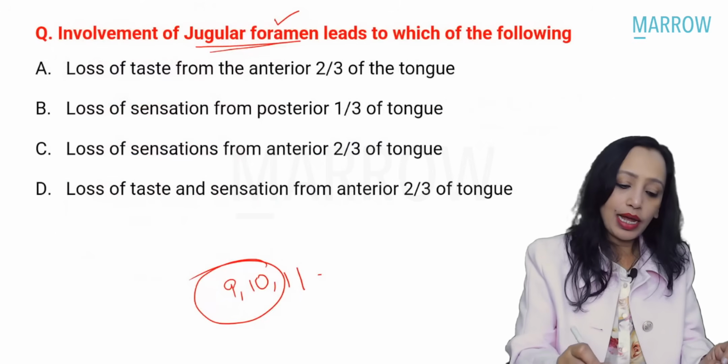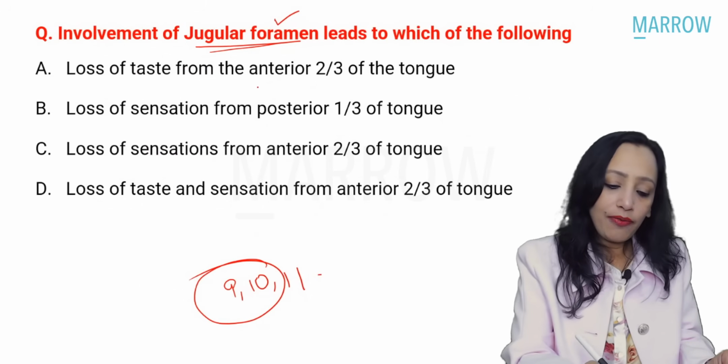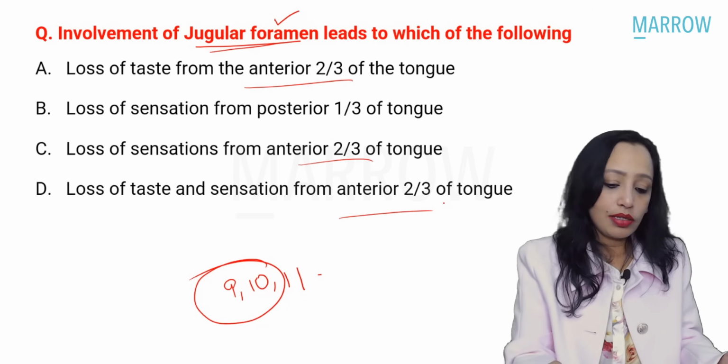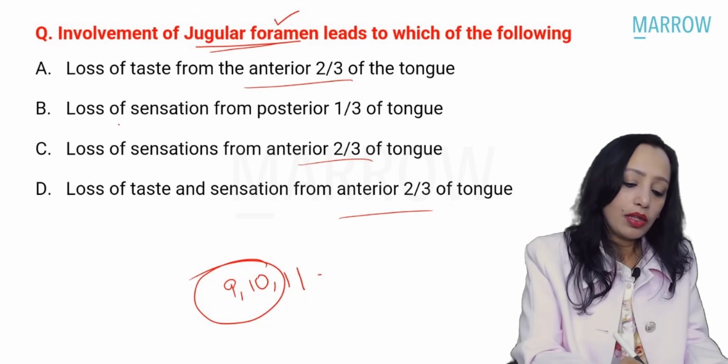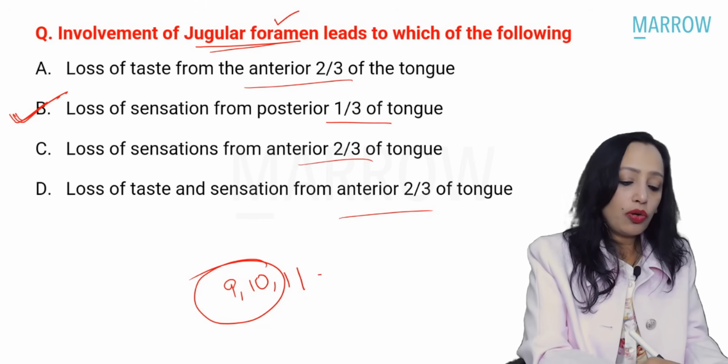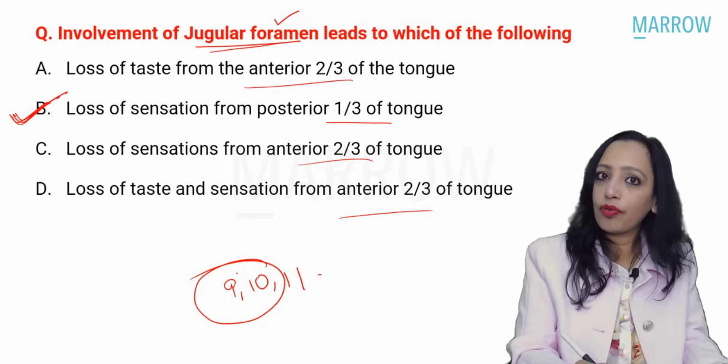So what do you think is the answer here? Yes, here everything is anterior 2/3, anterior 2/3, anterior 2/3. So the answer is very simple and very quick. The loss of sensation from the posterior 1/3, that is the answer. It is not only for general sensation, it is also for taste from the posterior 1/3.